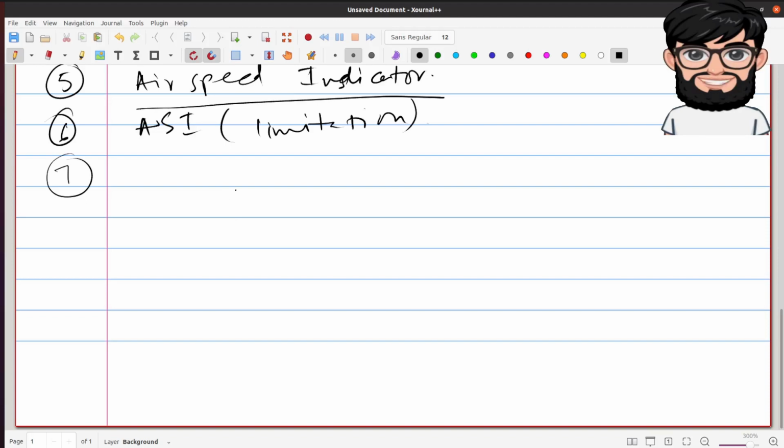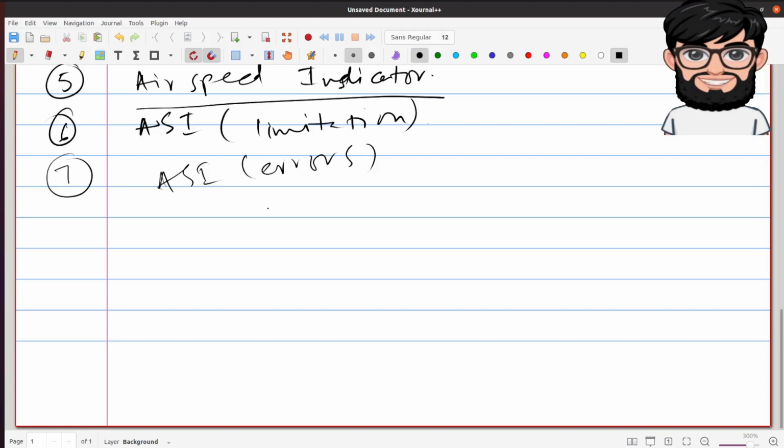Briefly, I want to talk about these ASI errors. What are those? There are a few errors: one is the position error, one is the density error, and one is the compressibility error. Position error is caused by the static port sensing erroneous static pressures. Density error is when changes in the altitude and temperature are not compensated for by the instrument, right?